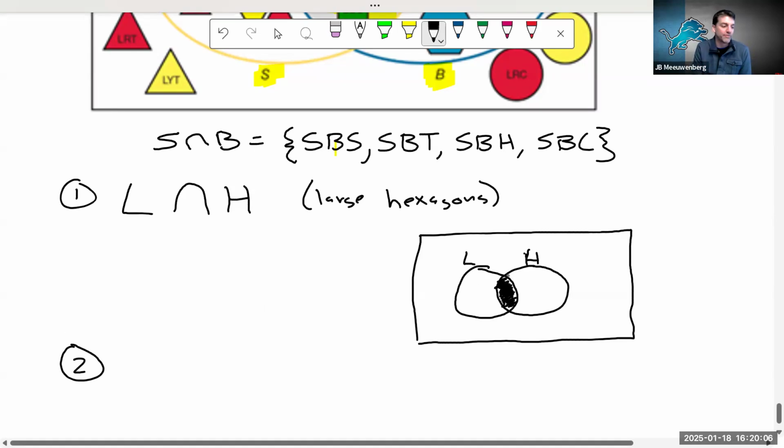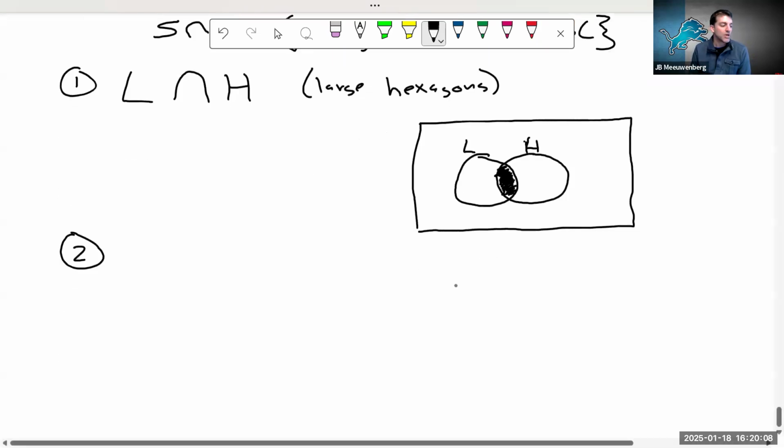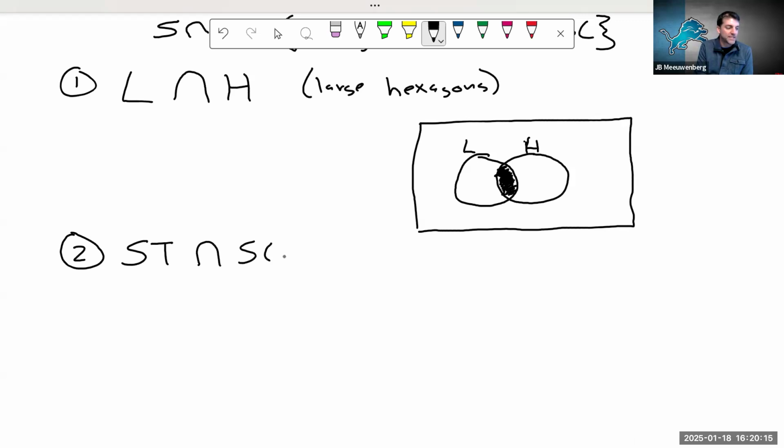So this is what I want you to do for the next two, okay? So number two is ST intersect SC. ST is small triangles, and SC is small circles.